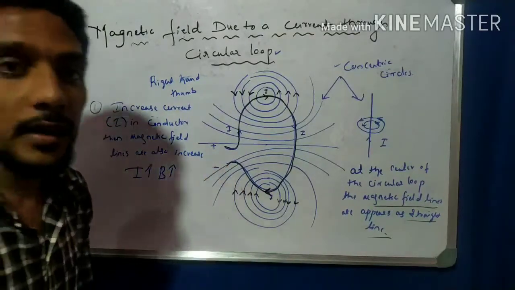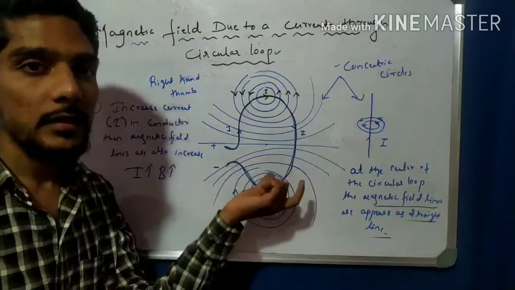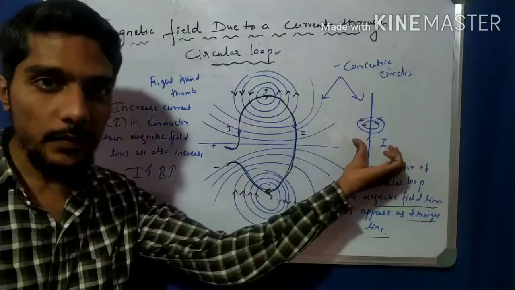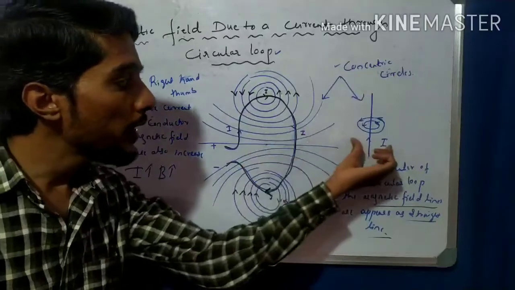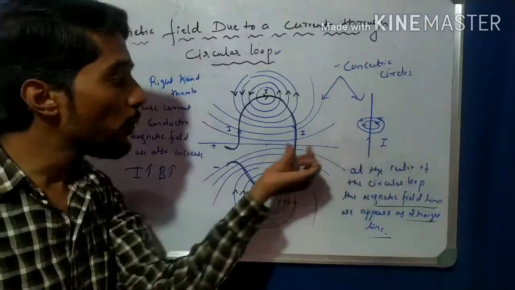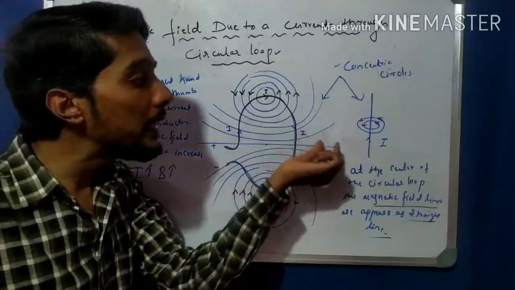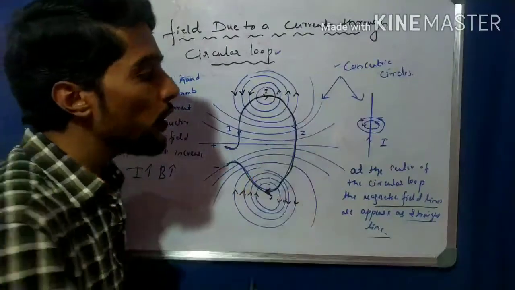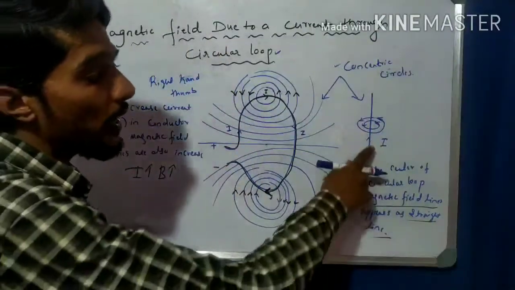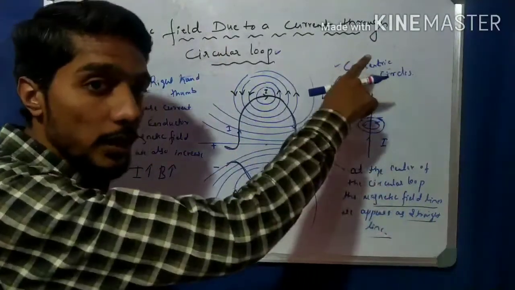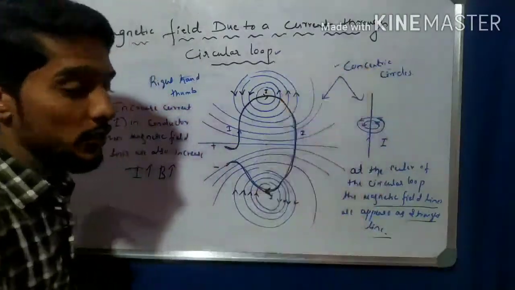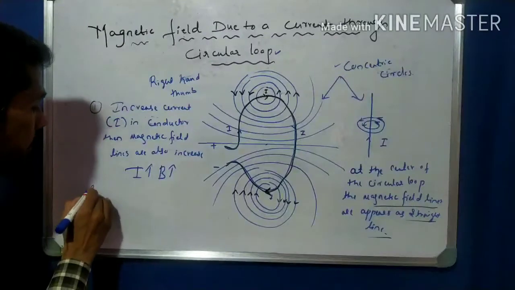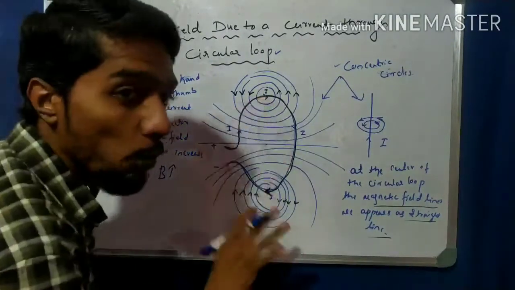So maybe the example they ask, how do we increase the magnetic field in the straight conductor or in the circular loop? So in the case of straight conductor or circular loop, if you want to increase the magnetic field, we must increase the current, because whenever current is flowing through a conductor, there is a formation of magnetic field. So current increases, the magnetic field is increased. That's one point.